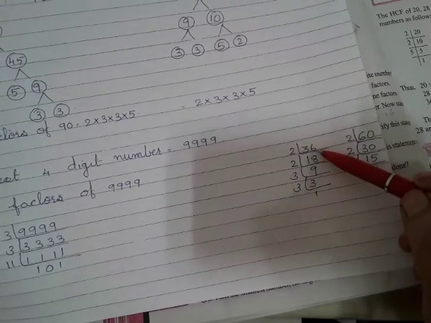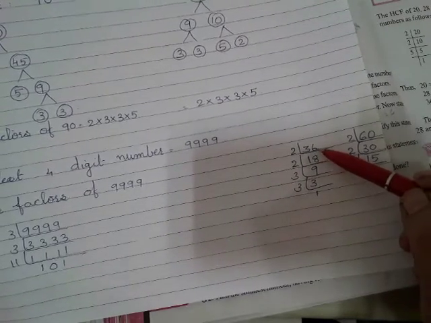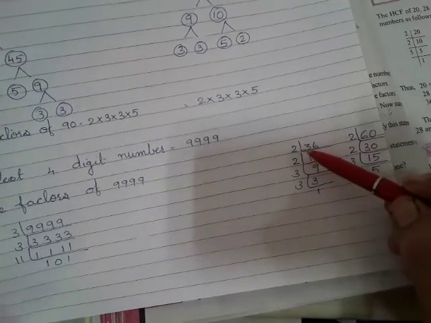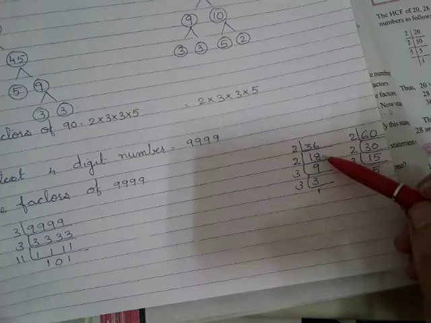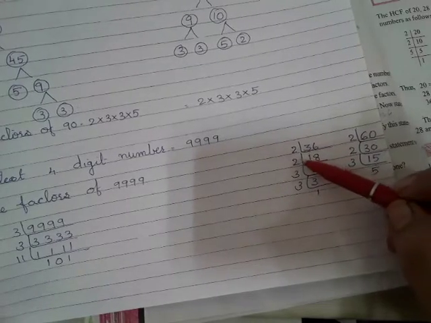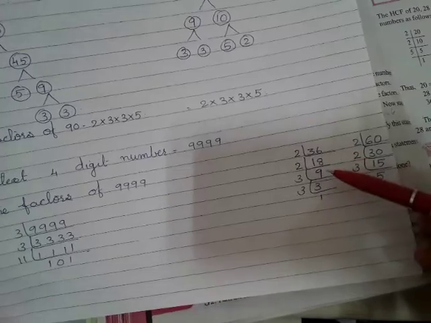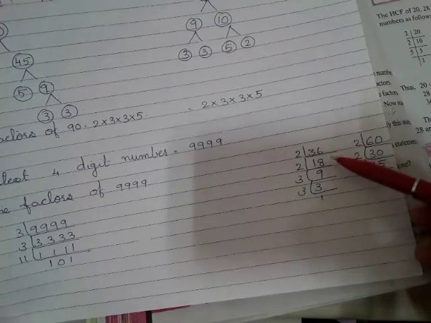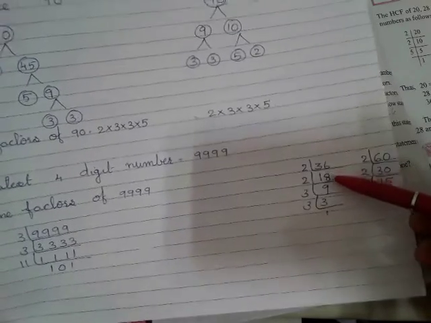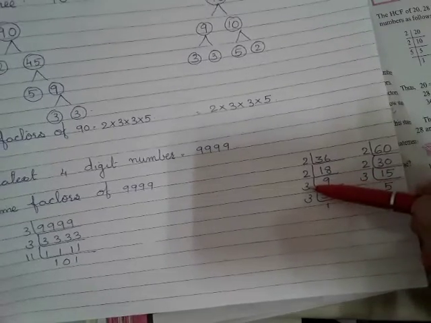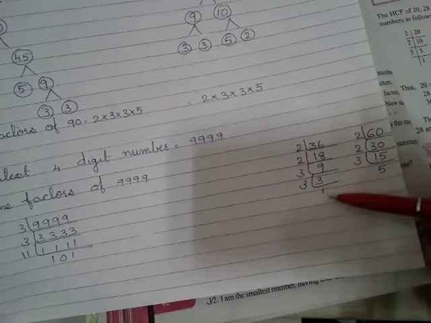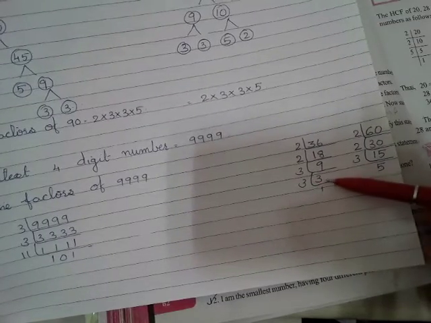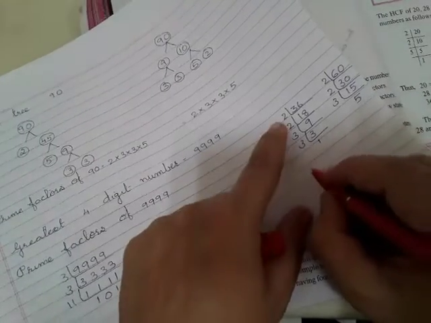Suppose you take 36, see 36 is divisible by 2. 2 18s are 36. Now 18 is divisible by 2. 2 9s are 18. 9 is not divisible by 2, so you have to go for another number. 9 is divisible by 3. 3 3s are 9. And finally 1, like this. You can stop here also, no problem. Now what are the prime factors of 36?